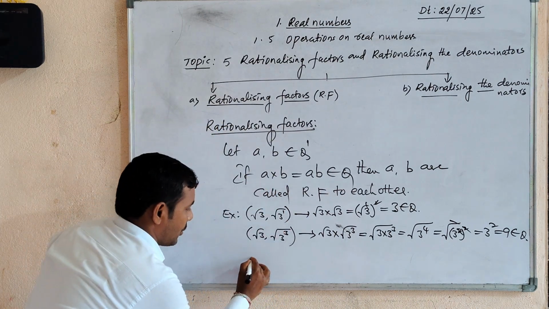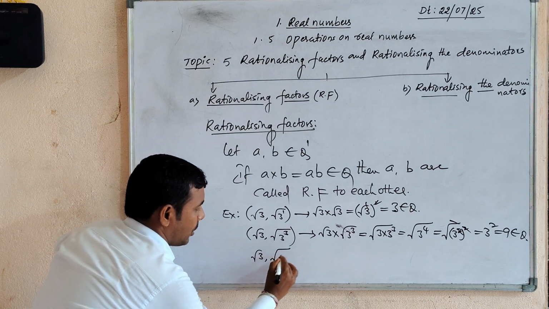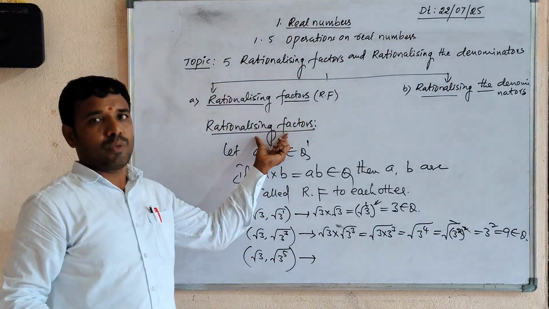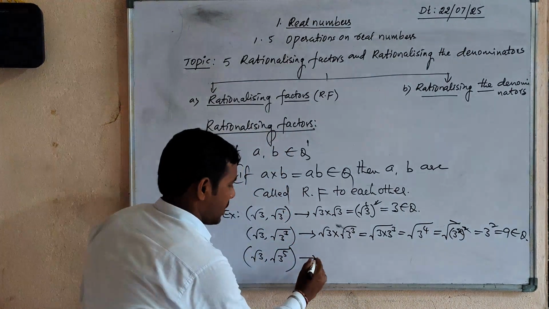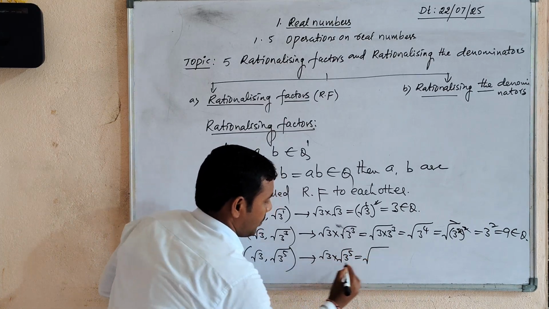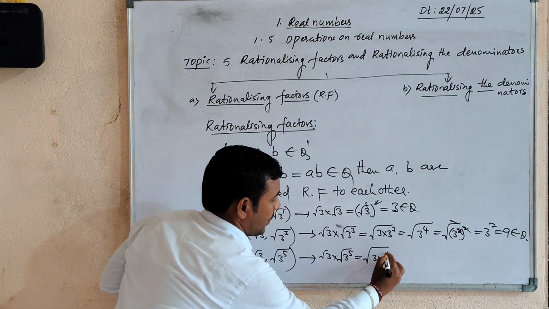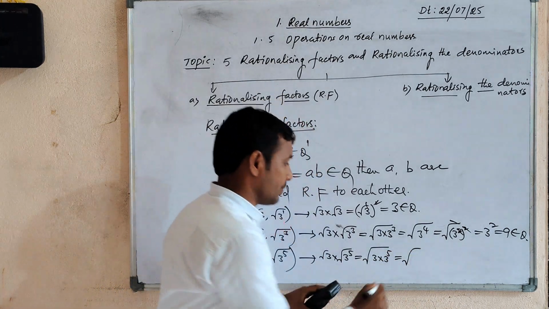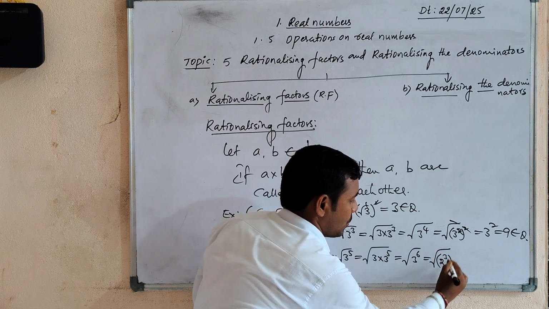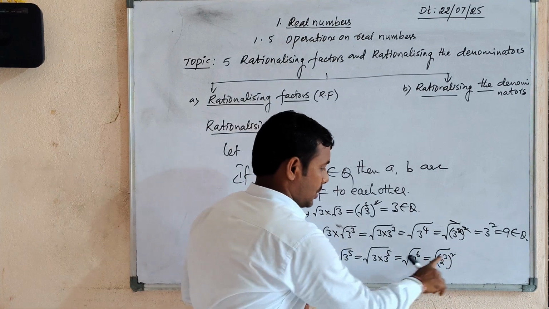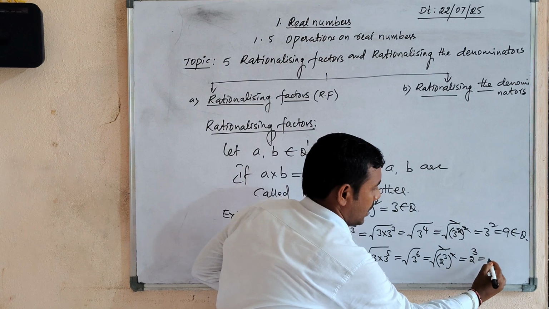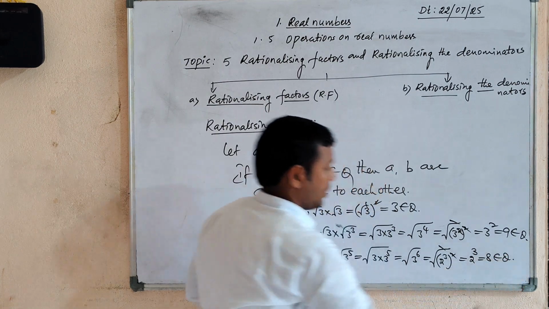One more example: square root of 3, square root of 3 to the power of 5. It is also one of the best examples of rationalizing factors. Let us see their product. Square root of 3 into 3 to the power of 5 is square root of 3 to the power of 6, which is square root of 3 to the power of 3 whole square, 3 to the 6 only. Now the square root cancels, 3 power 3, the answer is 27, which is rational.